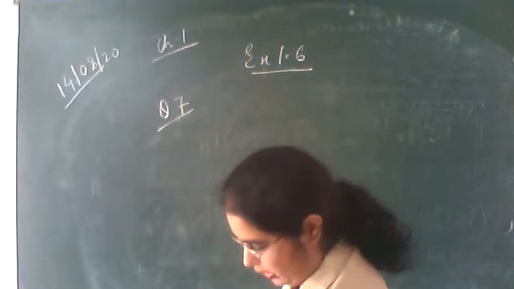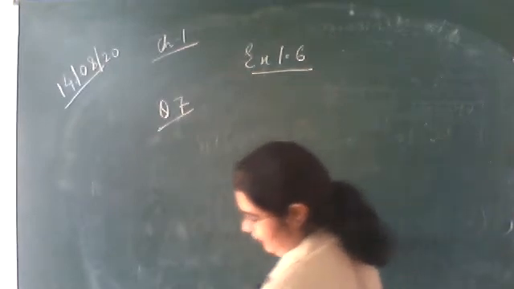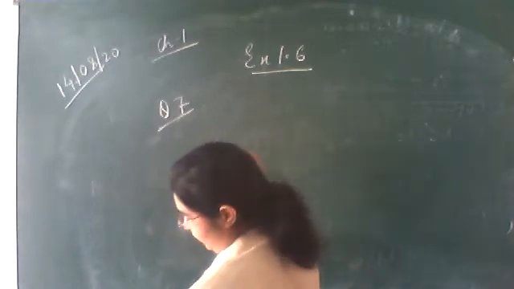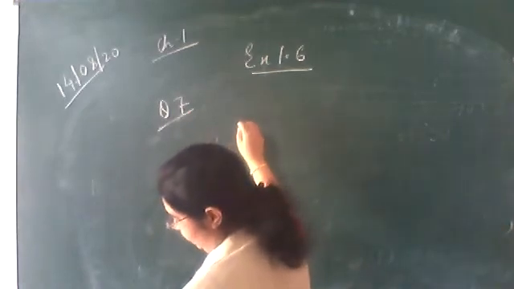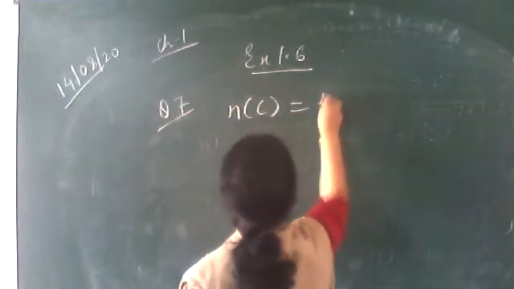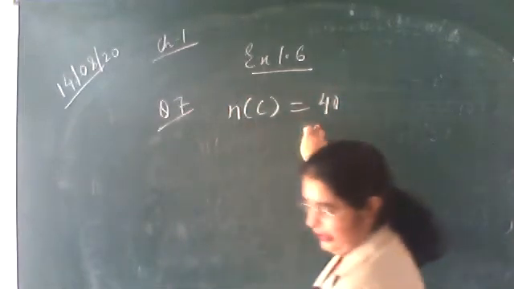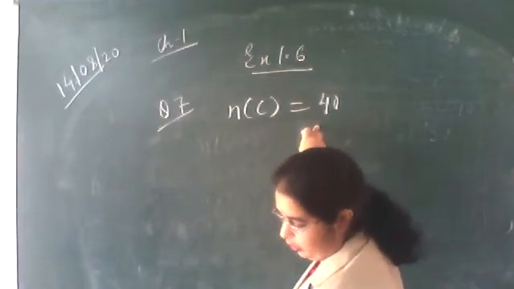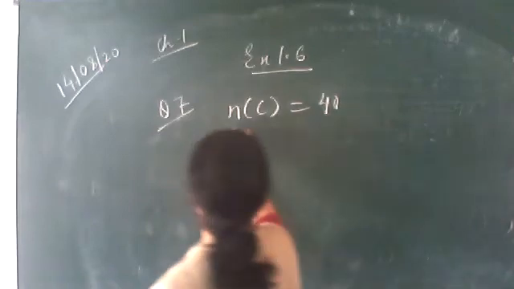Just see what is the question. In a group of 65 people, 40 like cricket, 10 like both cricket and tennis. So n of cricket is equal to how many? 40 people like cricket. Then the next part is 10 like both cricket and tennis.